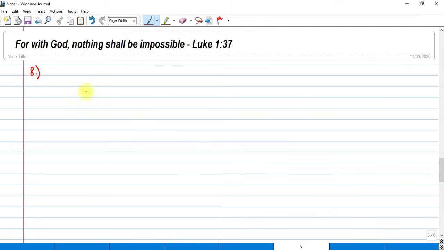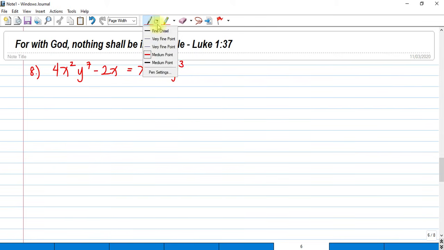For problem number 8, we have 4x squared y raised to 7 minus 2x is equal to x raised to the 5th plus 4y cubed. So by implicit differentiation, let's try. The 4x squared y raised to 7 is a product of x squared and y raised to 7, so I can factor out the 4 first.